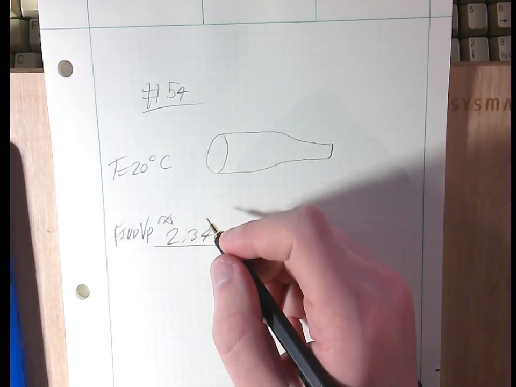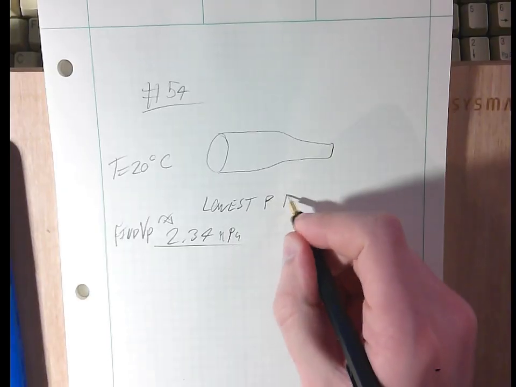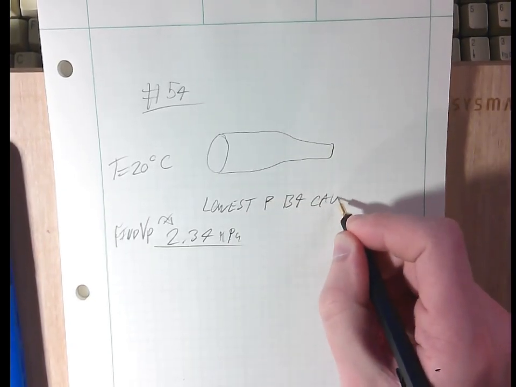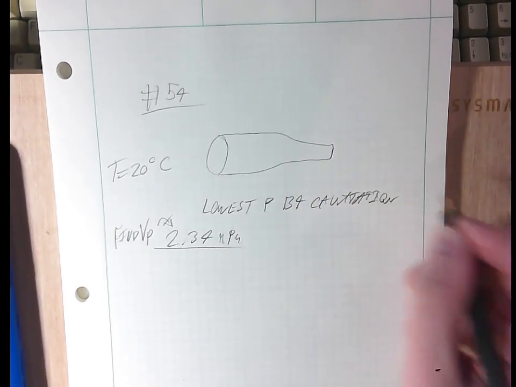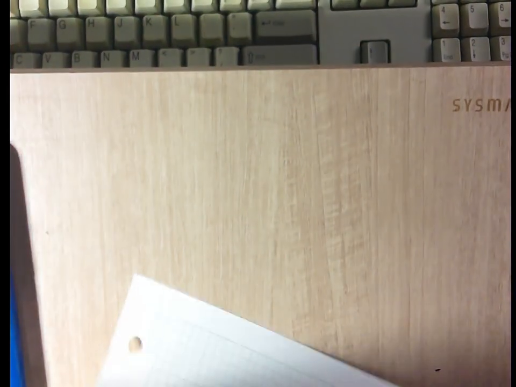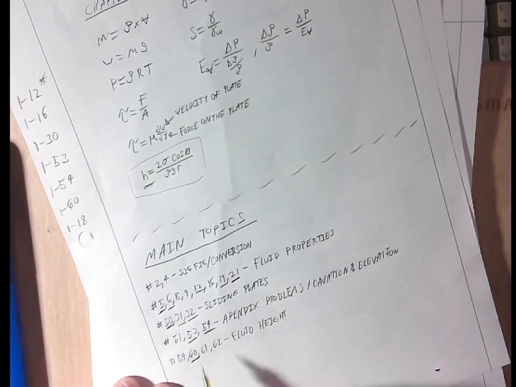So this is the lowest P before cavitation. That's all. They're so simple. I mean, hopefully we get something that simple. Cross that one off. Now we have fluid height problems.